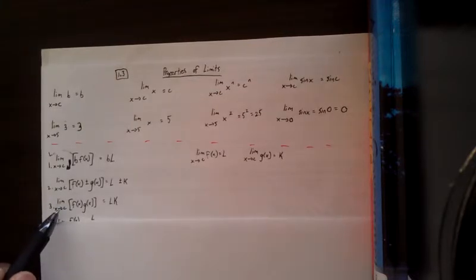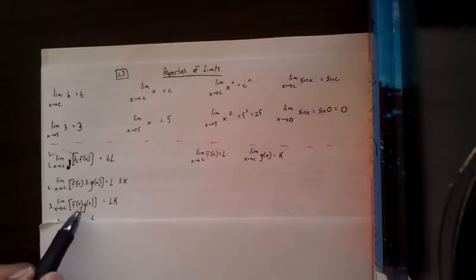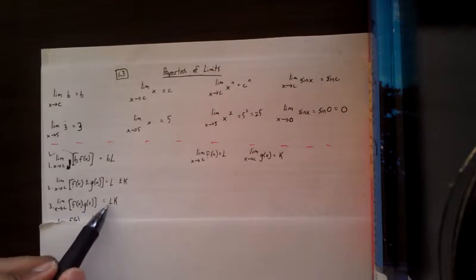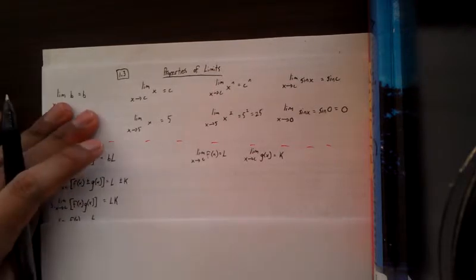Number 3, same thing as number 2 except multiply. Just solve each piece individually and then multiply the two. So limit as x approaches c of f of x times the limit as x approaches c of g of x. And that's pretty much what L times k is saying.